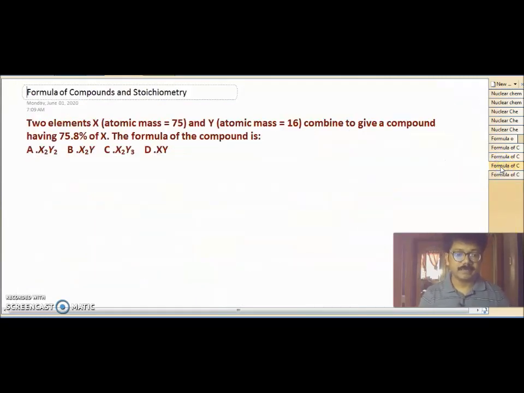Two elements are given, X and Y, and the atomic masses are also given. They combine in such a way that they give 75.8% of X. So if the percentage of X is 75.8%, what will be the percentage of Y, because only two elements are there? So it will be what?